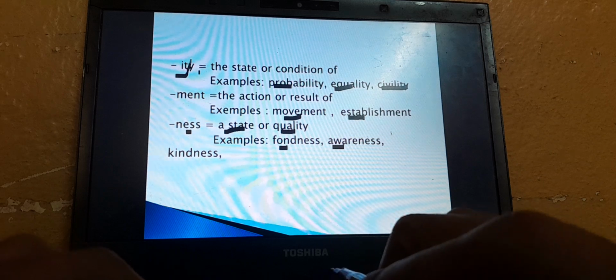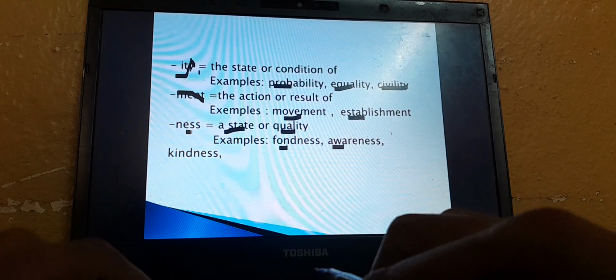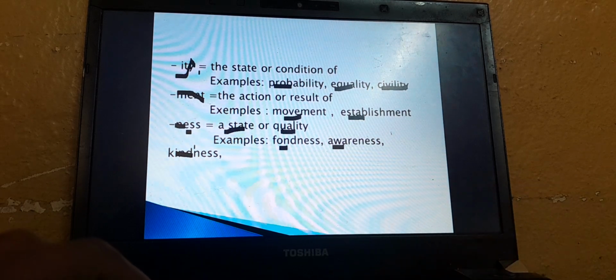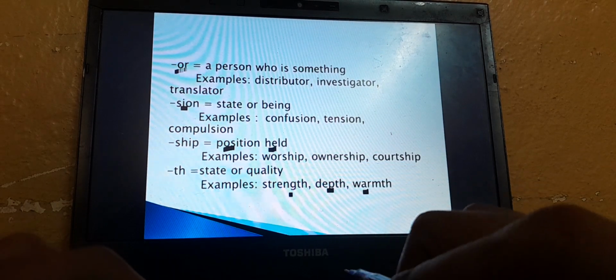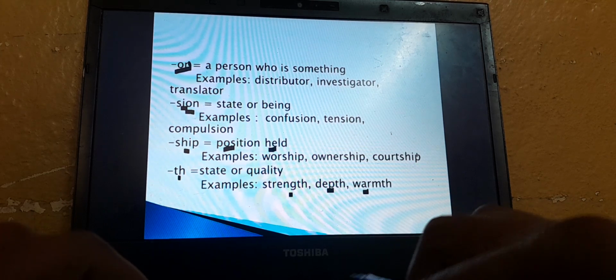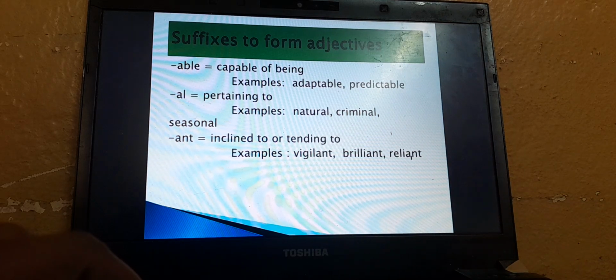So totally from this illustration, ity, ment, ness, or, and sion, as well as ship, are some of the suffixes that can help us in order to form nouns.